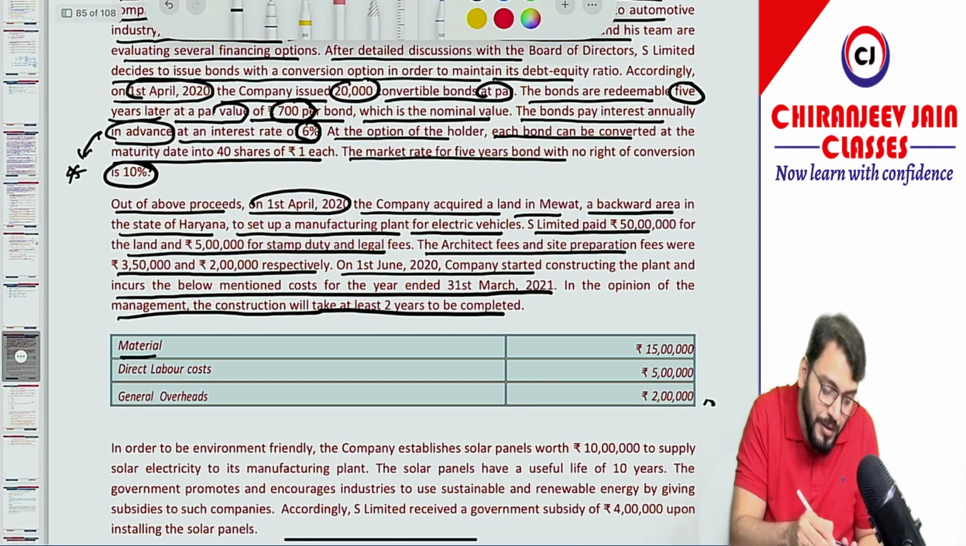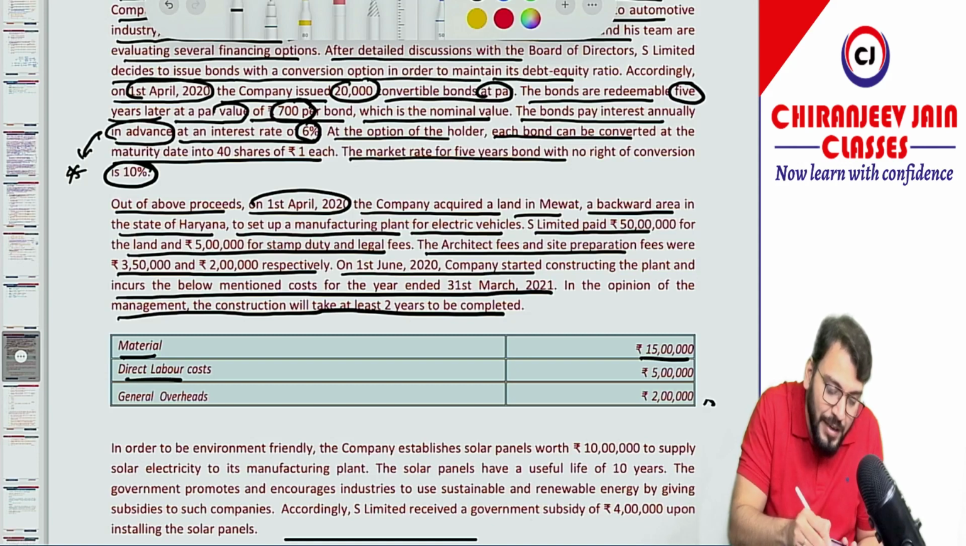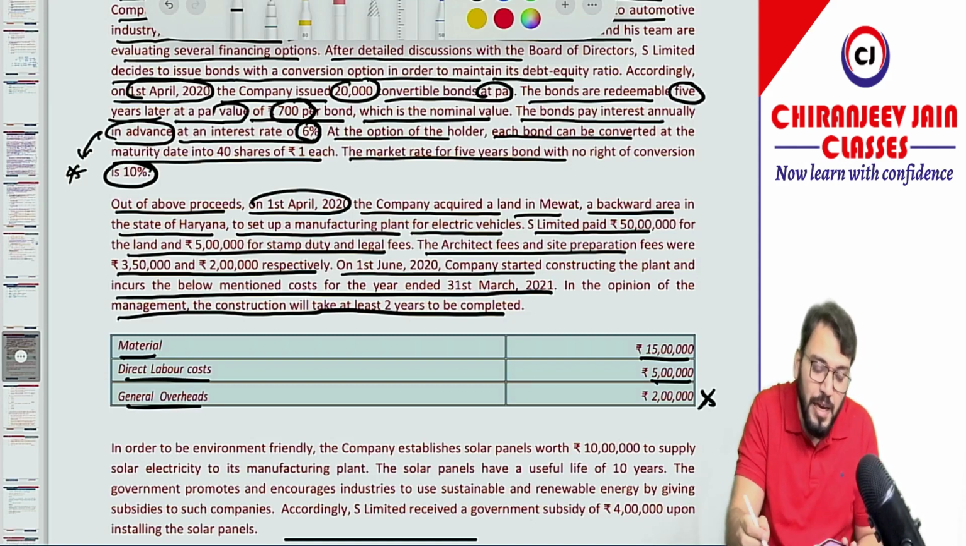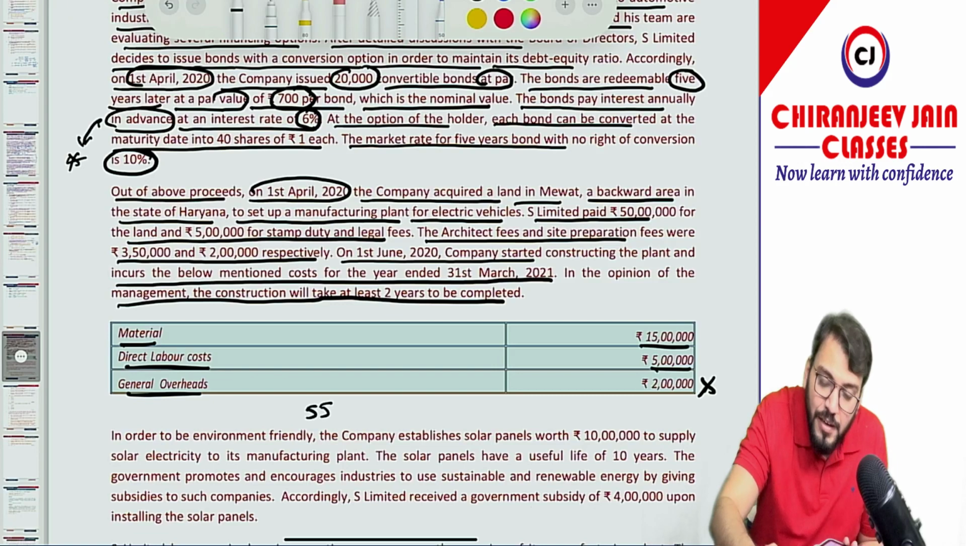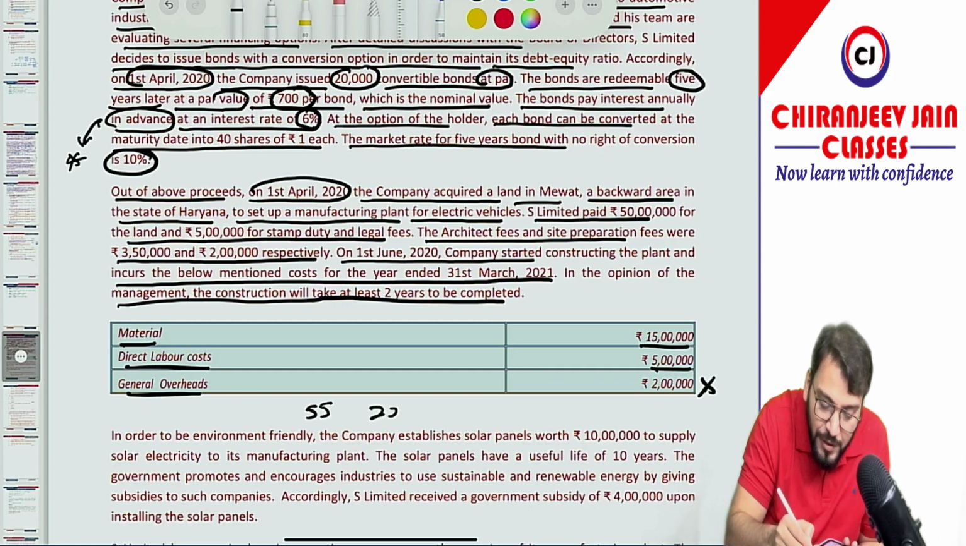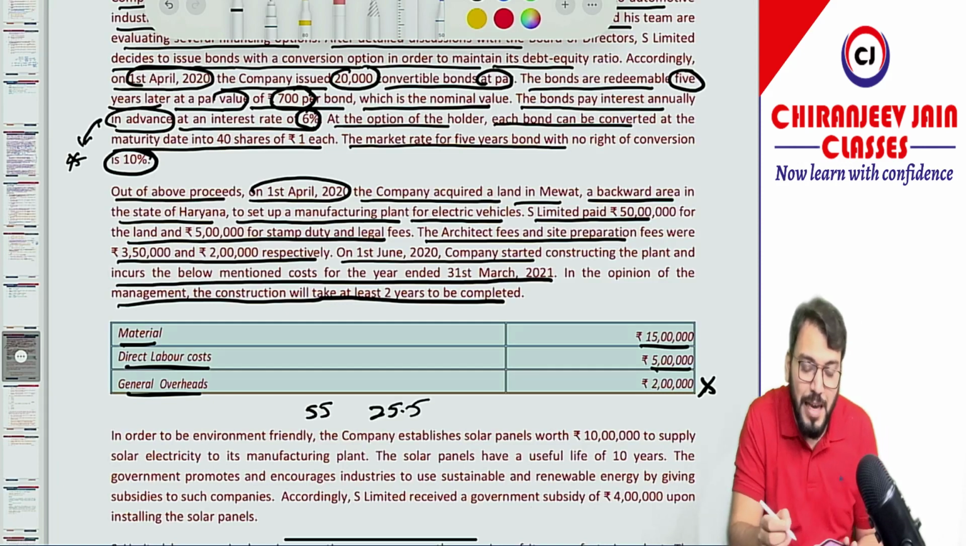Yes, sir. Material 15 lakh, direct labor cost 5 lakh, and general overhead. This will not be capitalized. So you can see land, it is coming how much? 55 lakh, and the plant it is 3 lakh 50 plus 2 lakh plus 15 plus 5. It is coming 25.5 lakh expenditure, which will be capitalized.